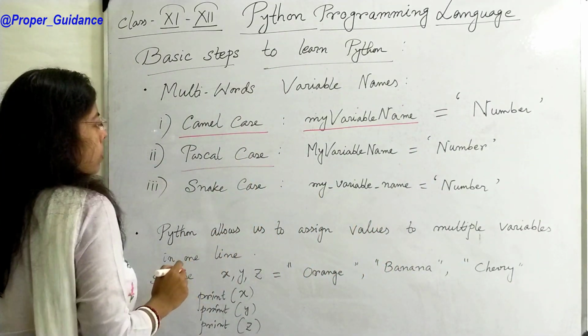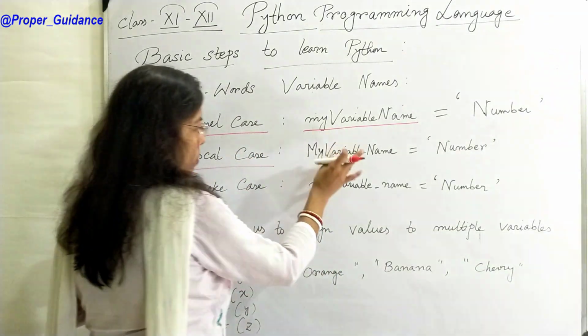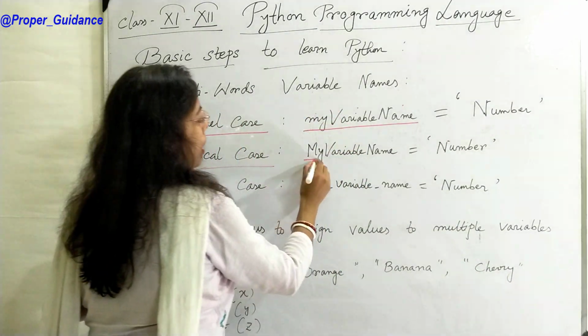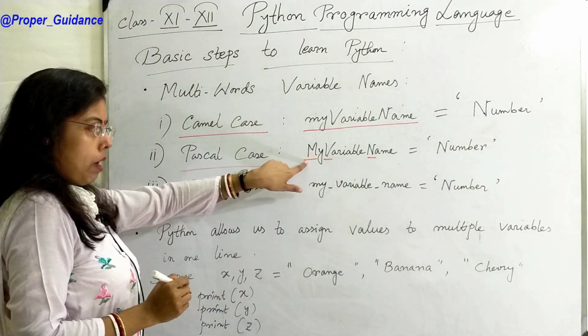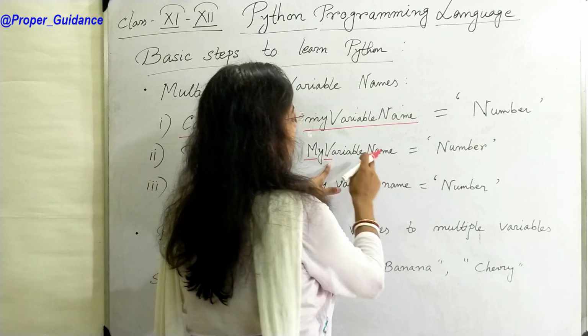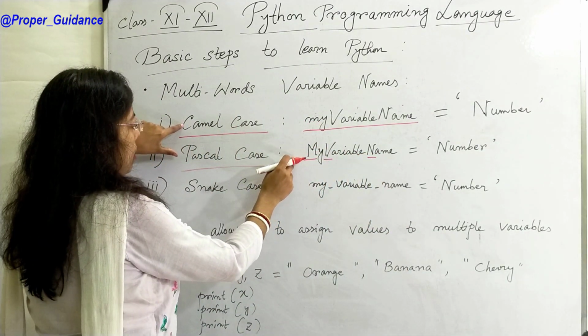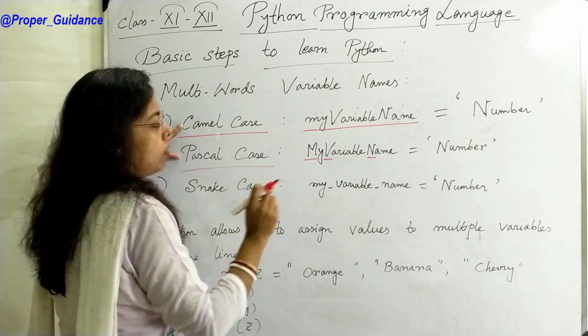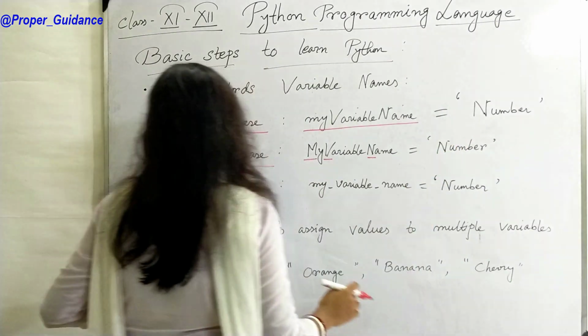Second one, Pascal case. What is Pascal case? The variable name looks like this one: my variable name. Look at this. The M is capital here, V is capital and N is capital. This is the minor difference between camel case and Pascal case, right? And the same thing in single quotes, you just write down the name.